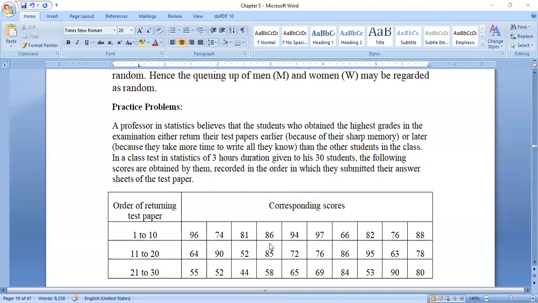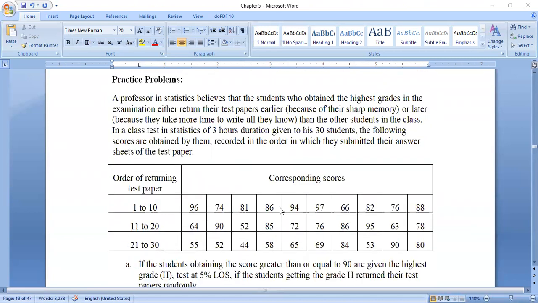So I will give one problem for your practice. You practice this problem. In this problem, two problems are involved. Just take a photo here. Two pieces of information are there, so I will read this one. A professor in statistics believes that, in a class test of statistics of 3 hours duration given to his 30 students, the following scores are obtained.